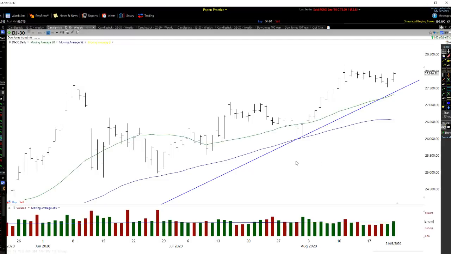Alrighty traders, let's get straight into it right now, and let's actually go through and see what the markets are doing right now. The Dow Jones.